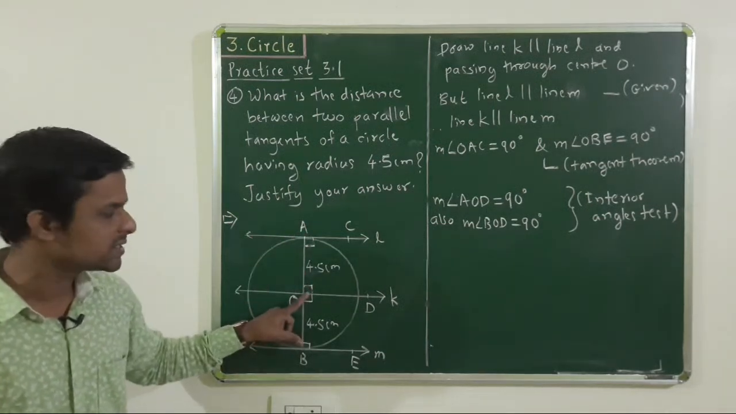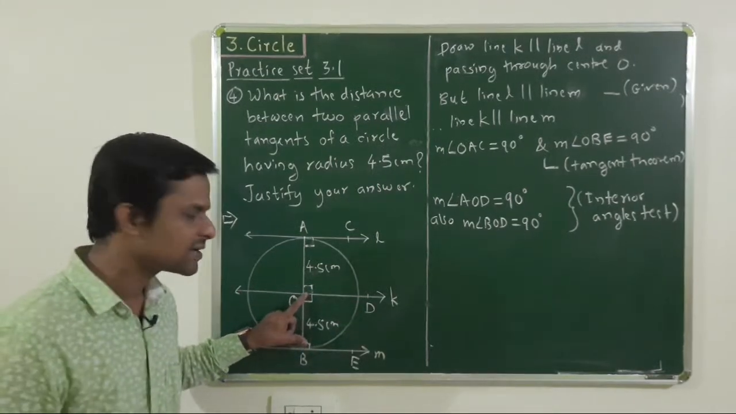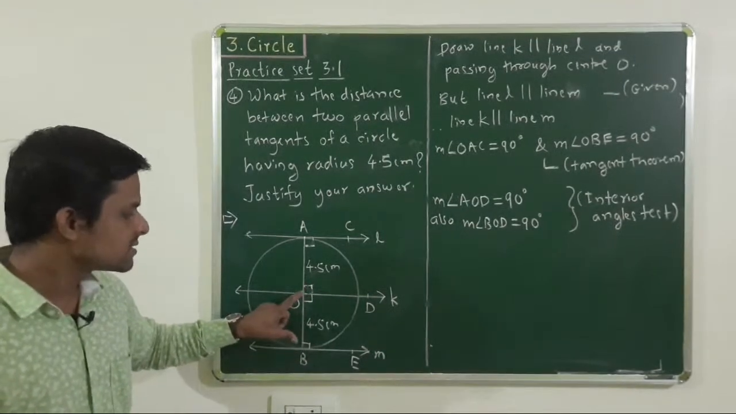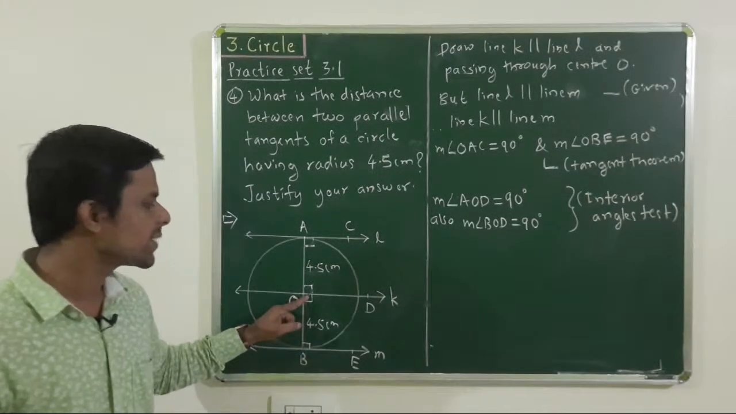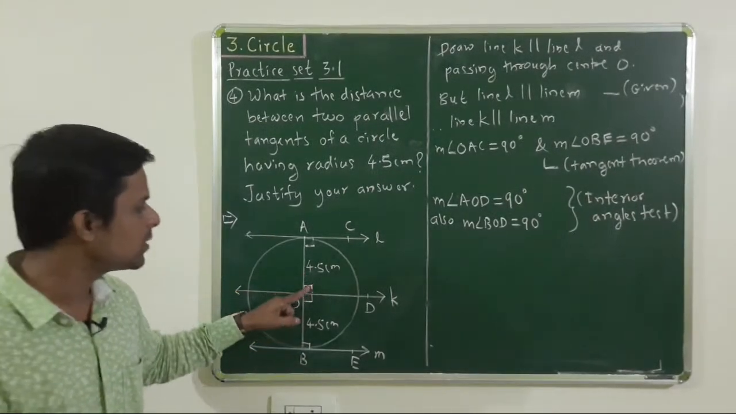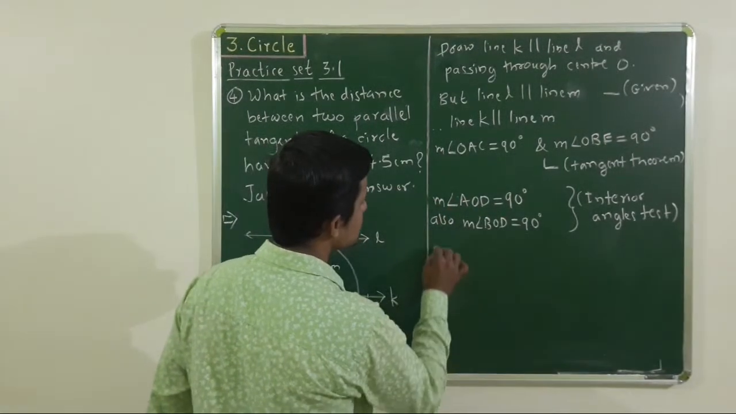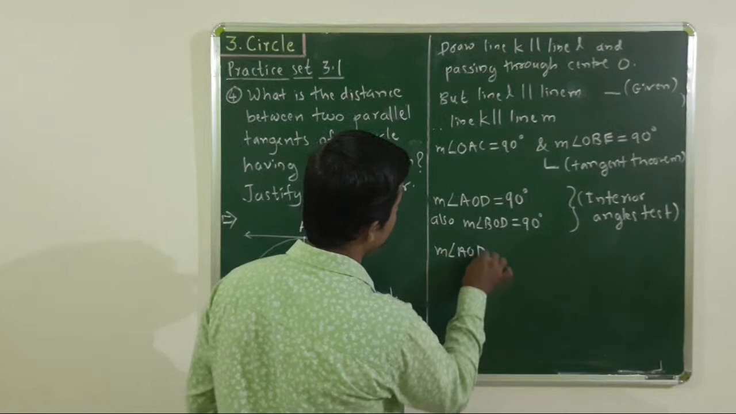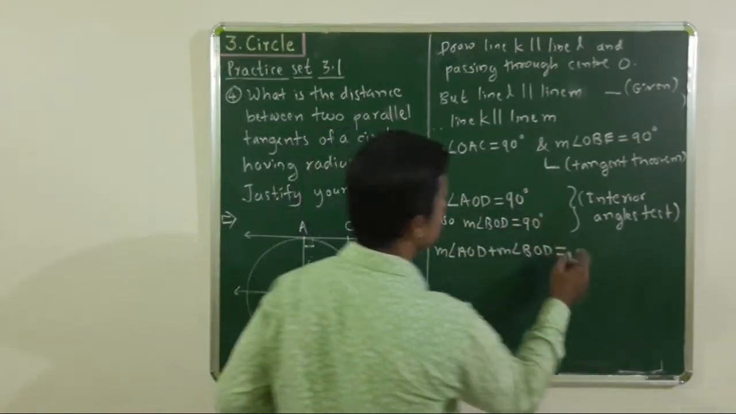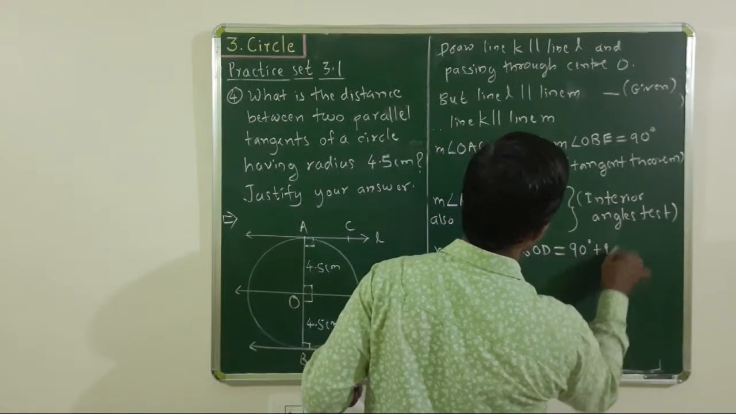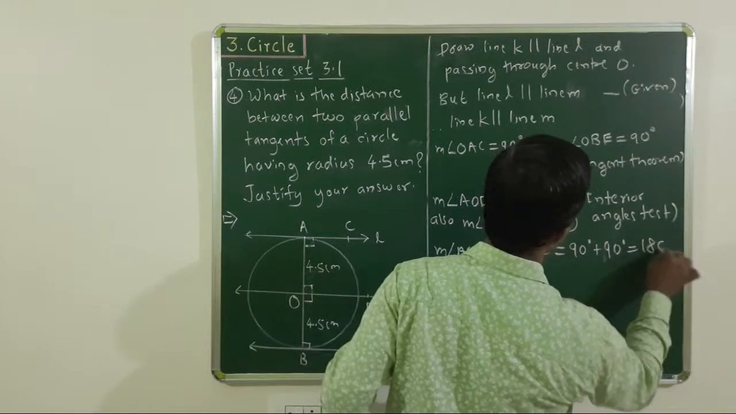Same reason, these two lines are parallel, and therefore these two angles are interior angles. Hence the sum is 180 degree, but out of these two this angle is 90, therefore this remaining angle will be 90 degree. Means AOD is 90, BOD is 90 degree. Now taking sum of these two angles, measure of angle AOD plus measure of angle BOD is equal to 90 plus 90, that is 180 degree.